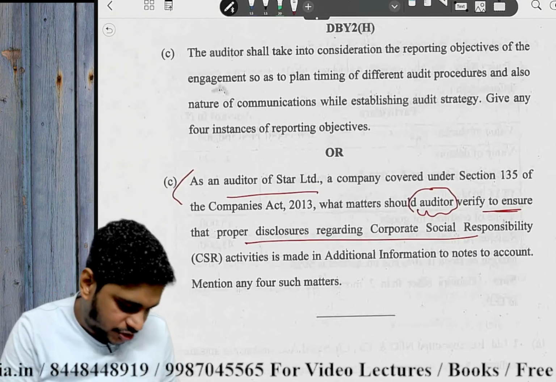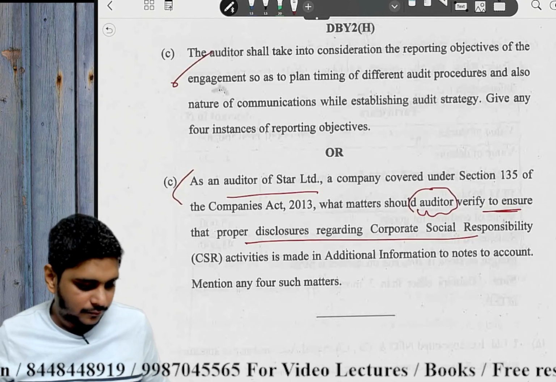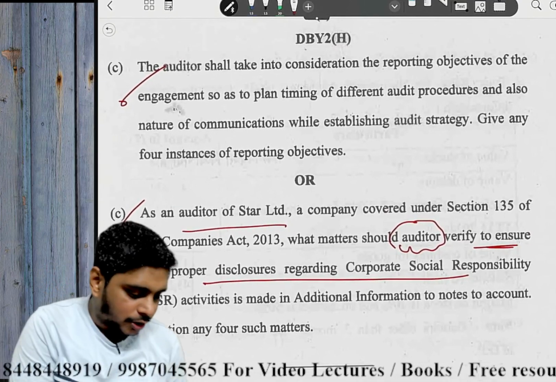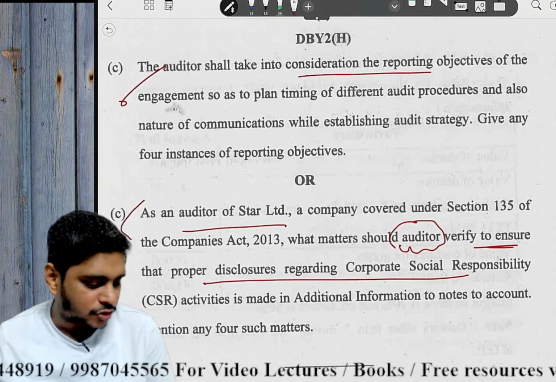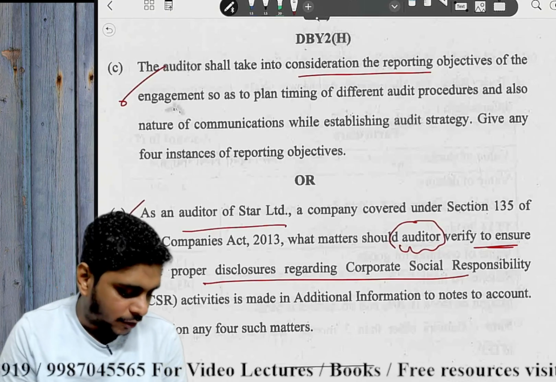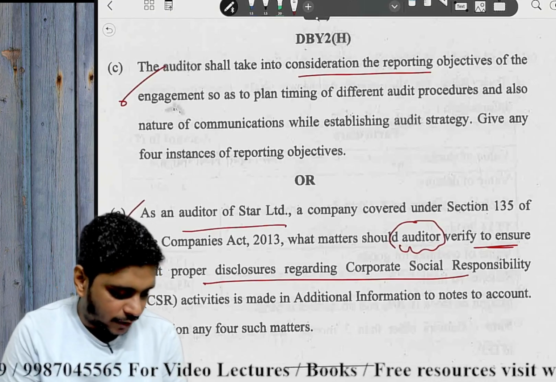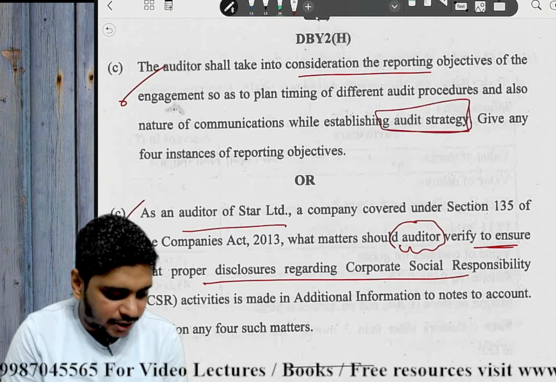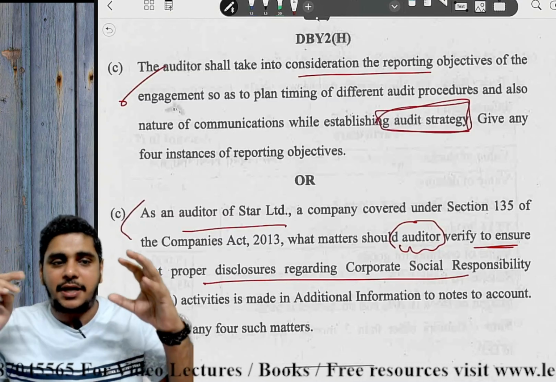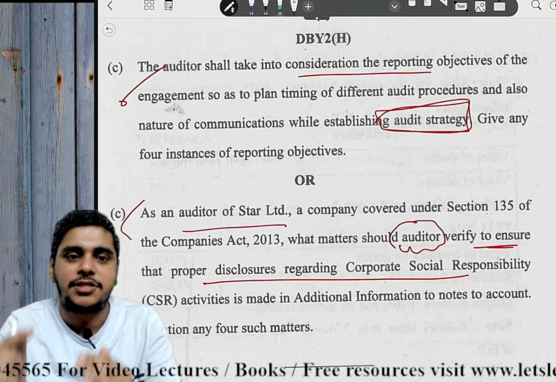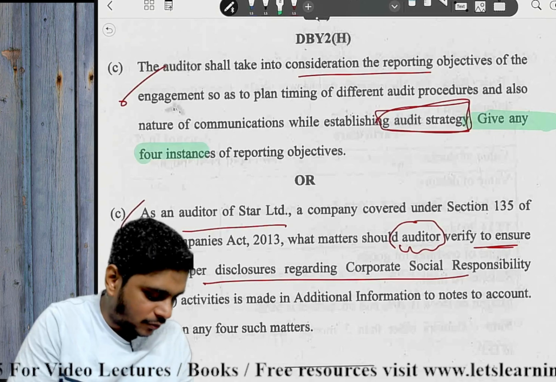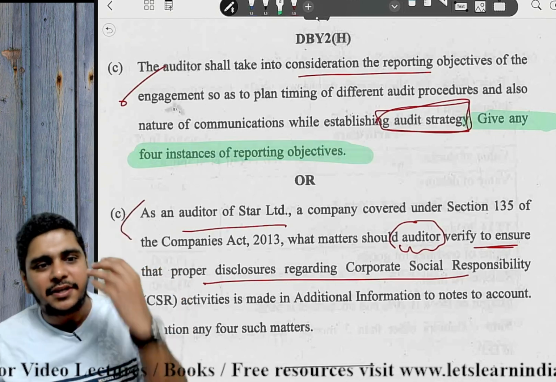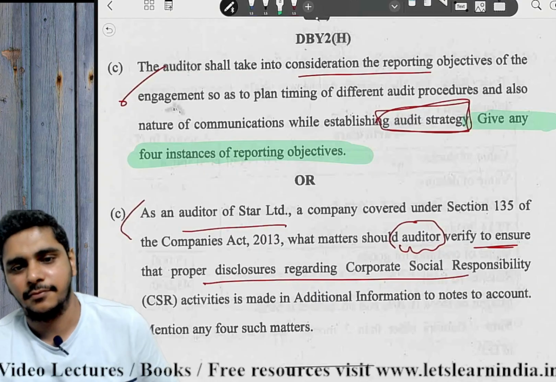Now, check out one more question. The auditor should take into consideration the reporting objectives of the engagement so as to plan the timing of different audit procedures and also nature of communication while establishing audit strategy. So on reading this, I came to know the question is from the chapter audit strategy. What are they asking? Give any 4 instances of reporting objectives. Now you tell me, is it a direct or a case-based question?